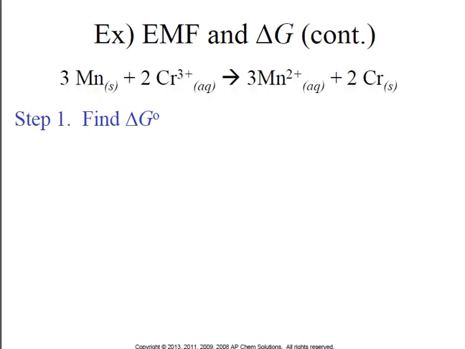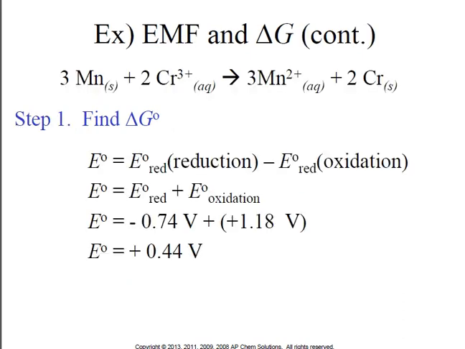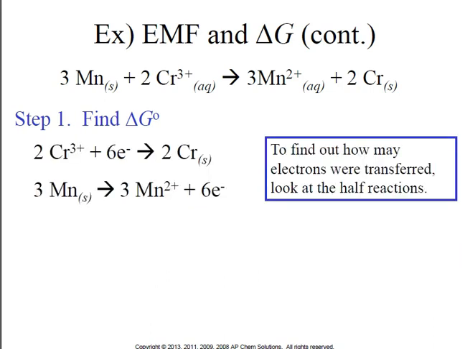First off, let's find delta G. We know that our voltage is 0.44 volts. Okay, we worked through that already. There that is shown again. If you want to pause and jot that down if you didn't get it earlier. Once we have the voltage, we can find delta G by finding delta G equals negative nFE.